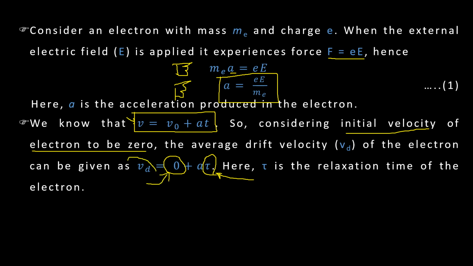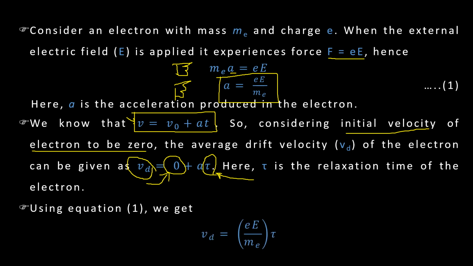So if I substitute the acceleration value in this equation of Vd, what do I get? Using equation 1 in the equation of Vd, we get Vd equal to eE by me times tau. What is tau? Relaxation time. And this equation suggests that drift velocity depends mainly on the electric field, and it is very obvious also. You apply higher voltage, you are creating a strong electric field inside the conductor, and so electrons will be drifted more. So this is the expression for drift velocity of the electron, and that was the topic today.